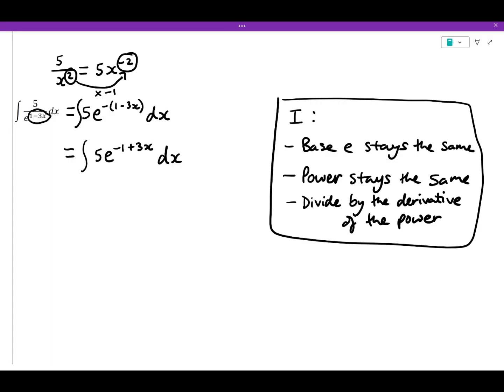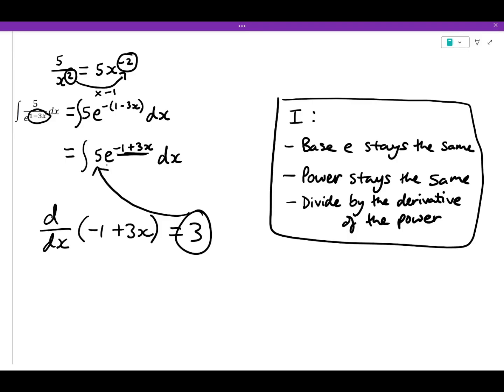Now let's carry out our check as to whether we can use the reverse chain rule. We go to our power, -1 plus 3x, and we differentiate it. If I differentiate -1 plus 3x, that is going to give me 3. If I compare this 3 to what is initially multiplying our e function, which is 5, to get from 3 to 5, you'd have to multiply by a numerical value.